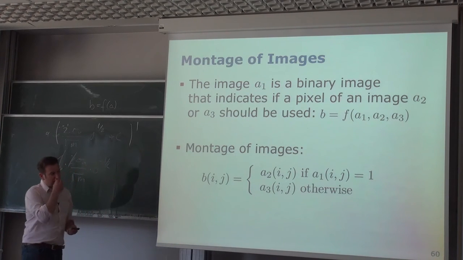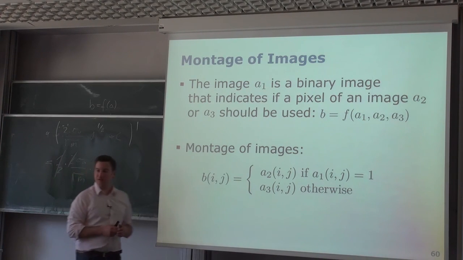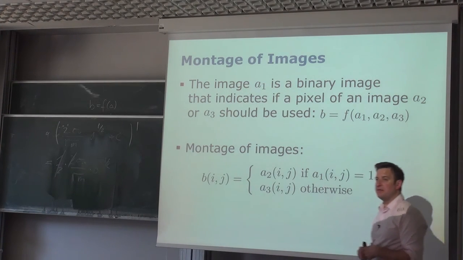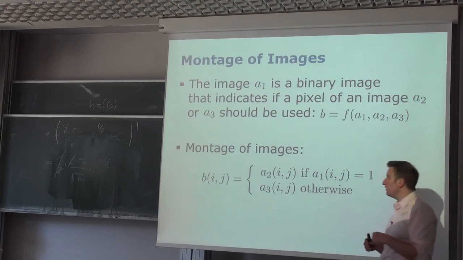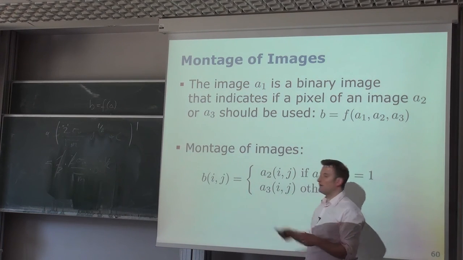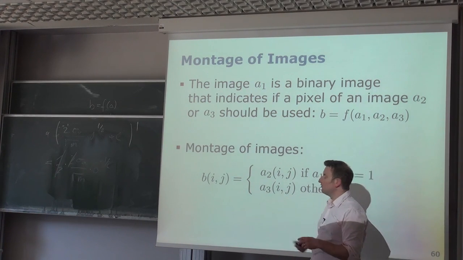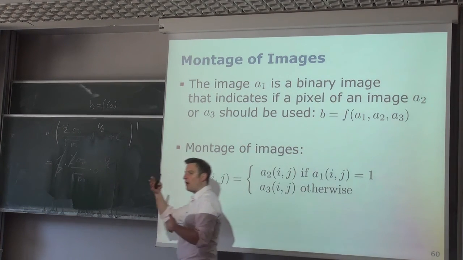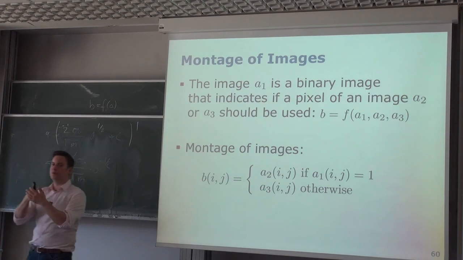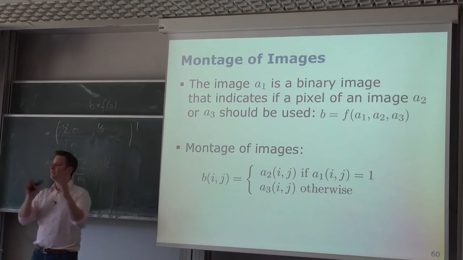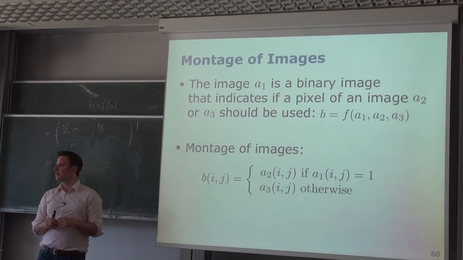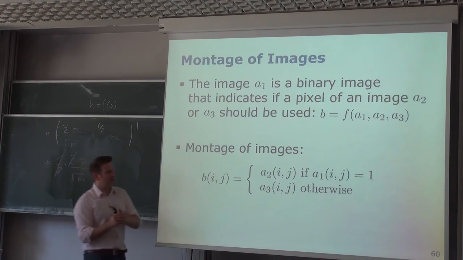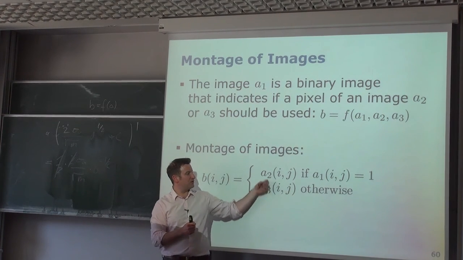The other thing I can do is combine those values. So I can take 3 images as input and say, whenever the masking image takes a value of 1, take the intensity value from this image, and otherwise take those of the second image. So I can, for example, use the foreground of image number 1 and the background of image number 2 and put a new person in front of some new background, by taking the background from this image and the foreground from this image.